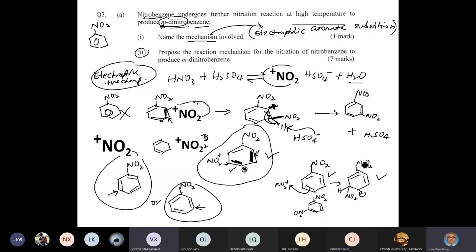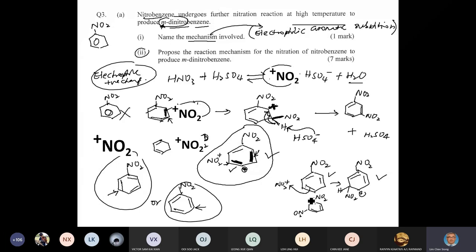So does it mean that attack on any side is also okay, but the important thing is that the product is m-dinitrobenzene? Yes, correct. Oh, okay, thank you, sir. Yeah, welcome. Okay, so as Victor mentioned to us, using different pi bonds, finally we come up with the same meta product. Is it okay or not? Answer is yes, you can. The most important thing you have to know is that the nitro should be attached to the meta position.